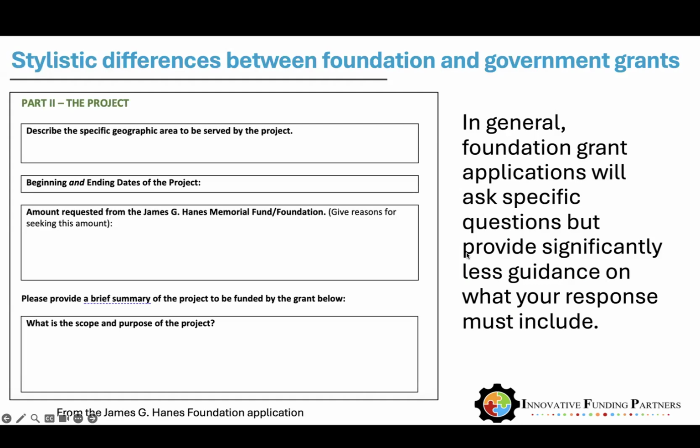So these are some stylistic differences between foundation and government grants. Here I have an excerpt from the James G. Haynes Foundation application, and you can see that obviously there are specific questions, but they're quite broad. So what is the scope and purpose of the project? Obviously, you're going to need to respond to that, but what information you include and how you respond is largely up to you.